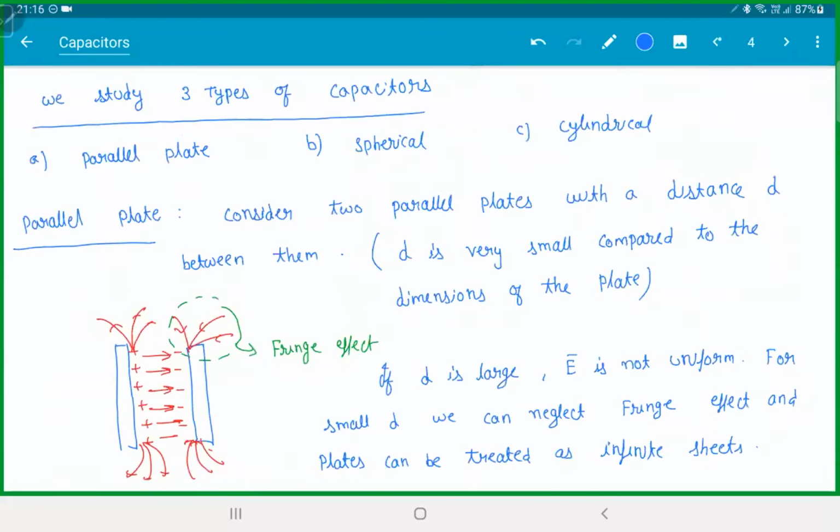Fringe effect is nothing but, if you keep the plates very far, what will happen? The field in the middle won't be parallel, no? The field will actually start going in the corners like this. That is called a fringe effect. If there's a fringe effect, we can't study, because we can't find the field, it will be non-uniform. So we keep the distance between the plates very small so that we can neglect the fringe effect and assume the field is uniform. Now finally you reach a steady state.